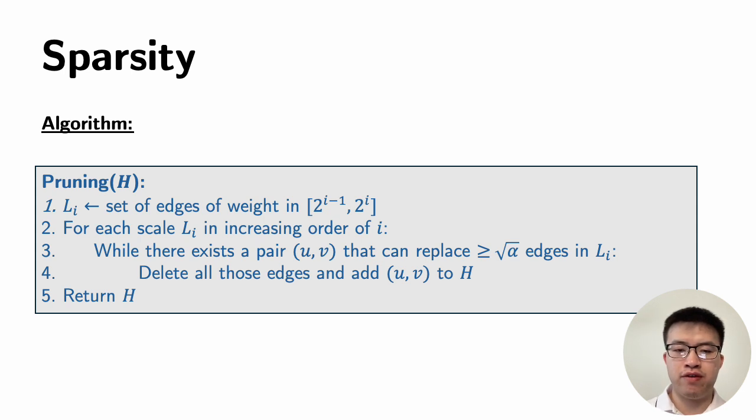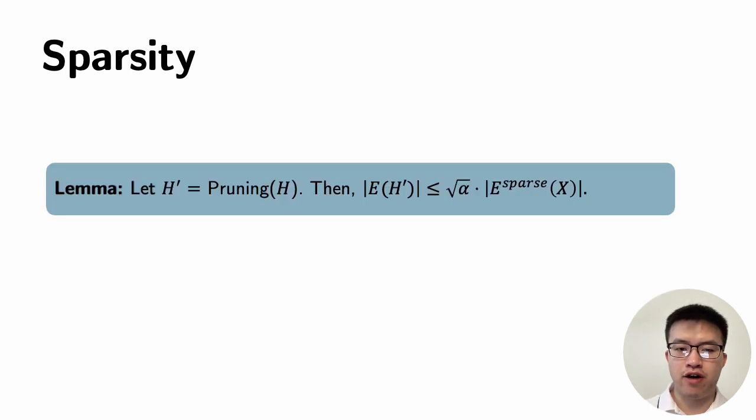For each scale of edges with weight between 2 to the i minus 1 and 2 to the i, we find all the pairs that can replace more than square root alpha edges in the same scale, and then we delete all of those edges and add UV to H. Our main lemma is: let H prime be the output of the pruning algorithm on an input spanner H. Then the number of edges in H prime is less than square root alpha times the number of edges in the optimal 1 plus epsilon spanner of H.